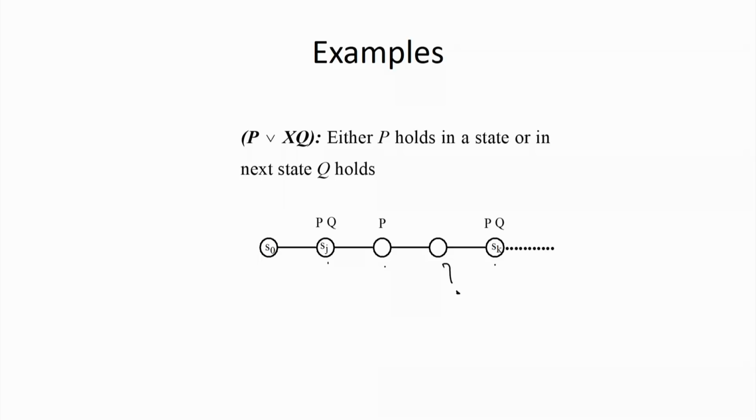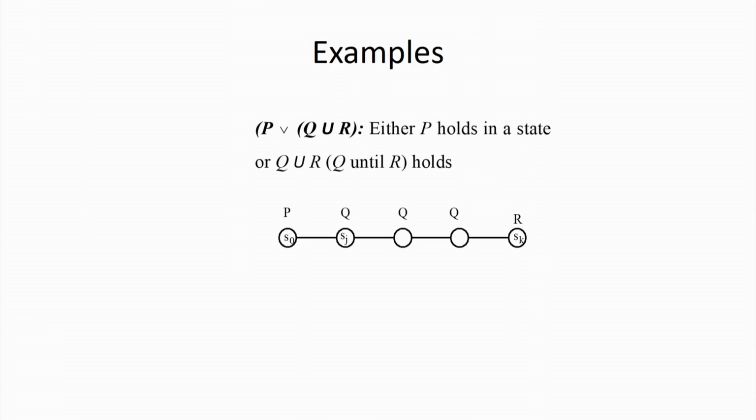So, in this particular case, say in S k, q is true. So, in this particular state, X q is true, because in the next state q is true. So, X q will be true over here. So, P or X q. If I look into it, in this particular state P is false, but X q is true. So, P or X q is true at that particular state. Okay. So, again it has two components, X q and P, and they are disjuncted over here.